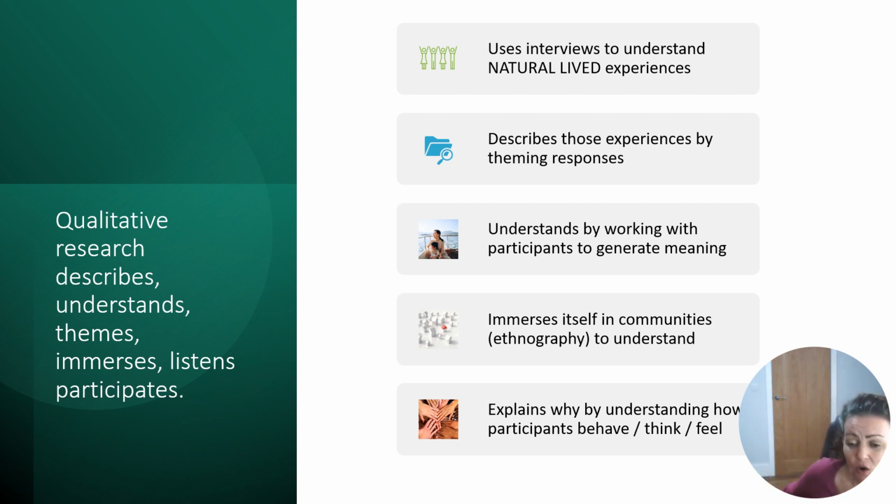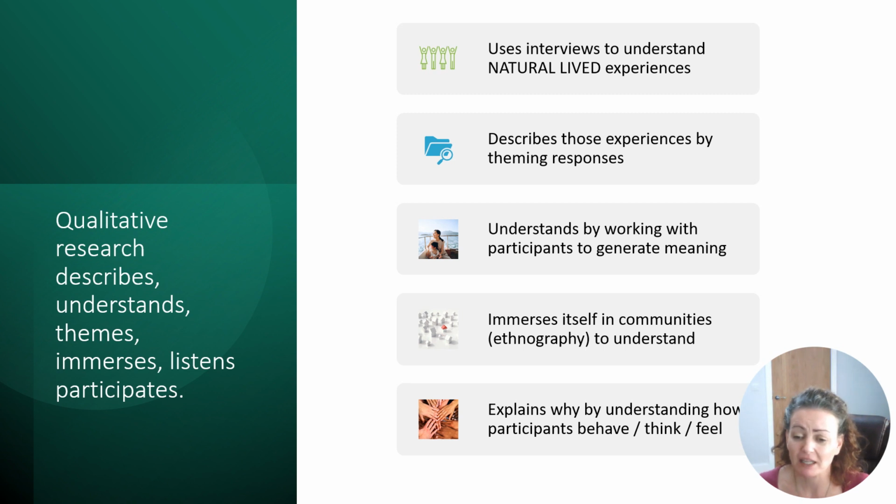Quantitative might ask how much and how many, but qualitative is asking why, who, how does that affect? What qualitative methodologies can do is get the researchers to start immersing themselves in communities, in participants' lives, to understand and generate meaning from those lives.